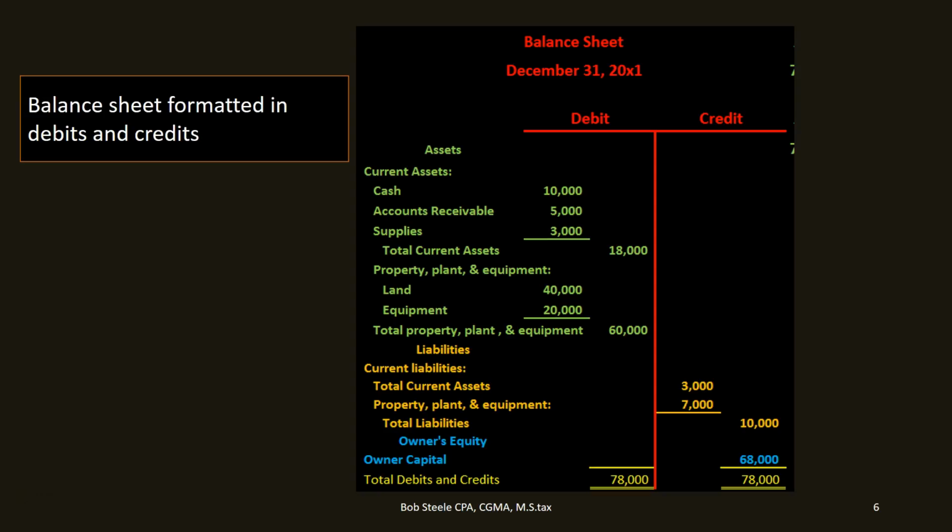But if we were to do it, then the assets are typically going to be debit balance accounts. So the assets in green would be on the debit column of the T account. And then we have the liabilities, the yellow accounts, that's what we owe to someone else. They would be on the credit side. And we would have the equity, they would be on the credit side.